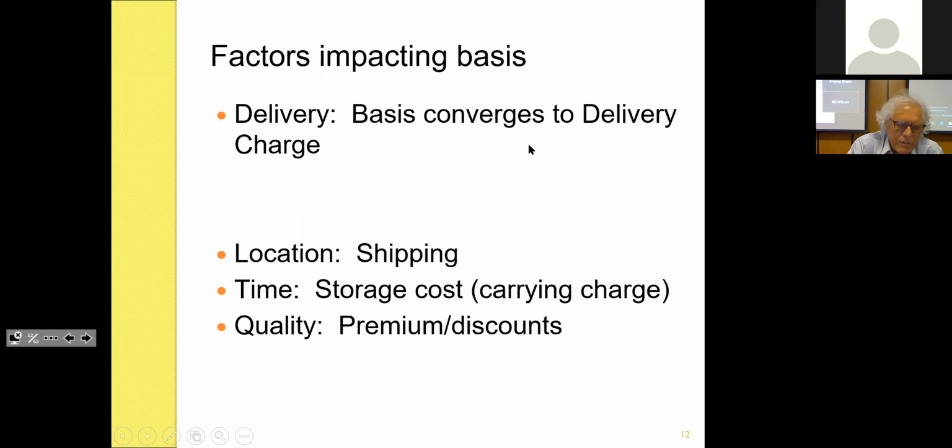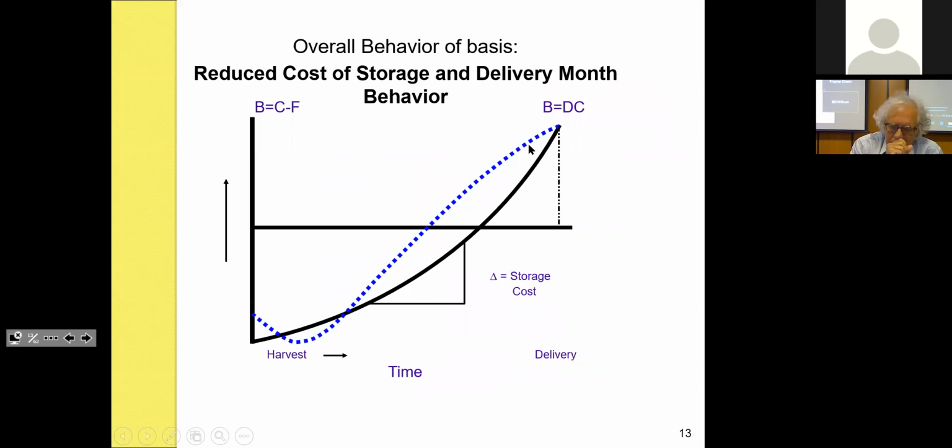The major factors that impact the basis are the delivery mechanism, location, time, and quality. I'll speak to each one of those, and then I'll show you some current graphs. In theory, this is the way the basis is supposed to behave, and to be honest, it behaves pretty much like that in the case of northern tier soybeans. The vertical axis is the basis value, and the horizontal axis is time. What this shows is that during harvest time, the basis has a tendency to be relatively low. Then the black line says that in theory, the basis increases over time at a rate equal to the reduced cost of storage as we get closer to the delivery option month.